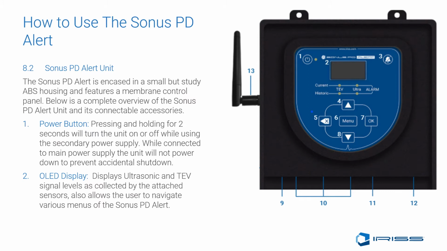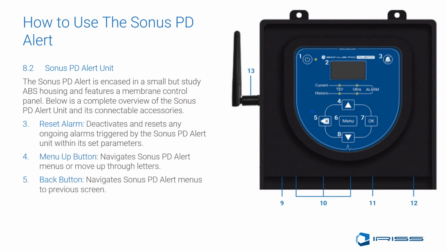Number 2, OLED display. This displays ultrasonic and TEV signal levels as collected by the attached sensors. It will also allow the user to navigate various menus and settings of the Sonos PD Alert. 3, Reset alarm. This deactivates and resets any ongoing alarms triggered by the Sonos PD Alert unit within its set parameters. 4, Menu up button. This navigates the Sonos PD Alert's menus or moves up through the letter selections.